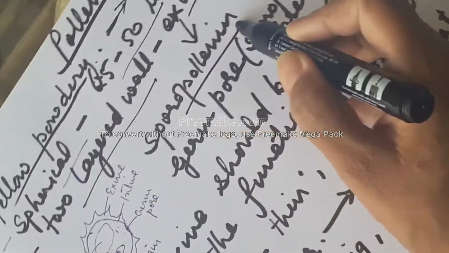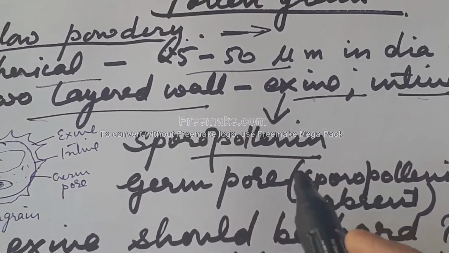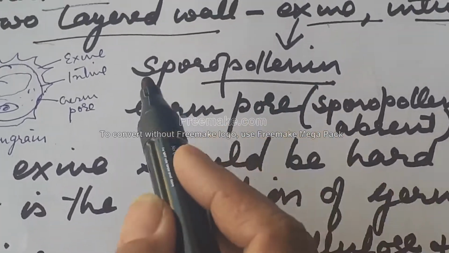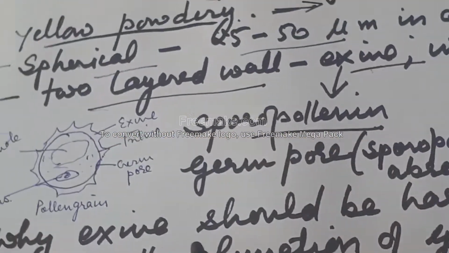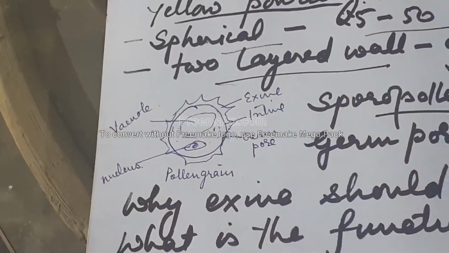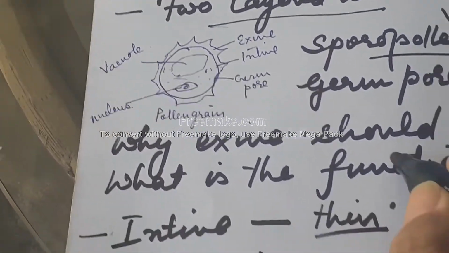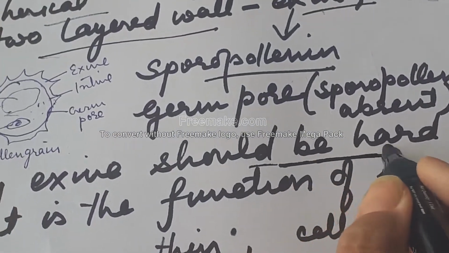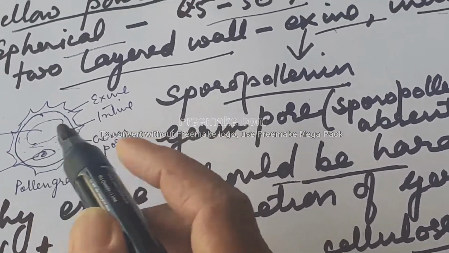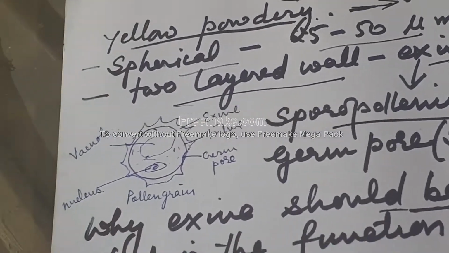Sporopollenin is one of the most resistant organic materials present in nature. The inner thin layer is the intine, which is thin and made up of cellulose and pectin. The exine is very hard, which does not allow the pollen grains to desiccate, and in unfavorable conditions they remain for a longer period of time.